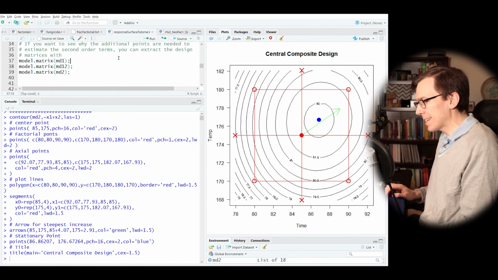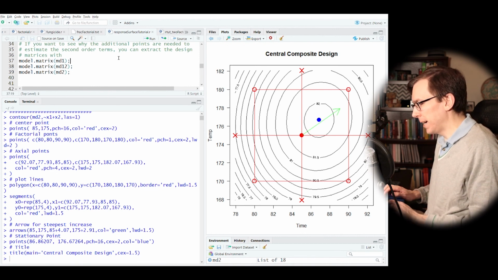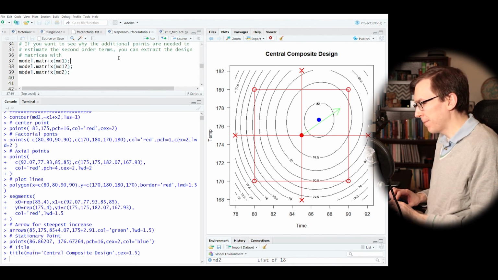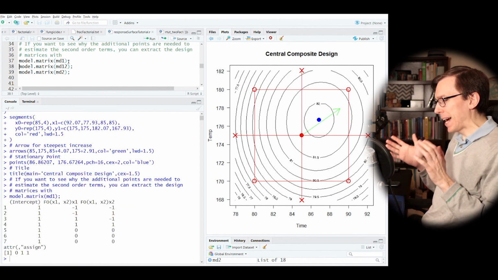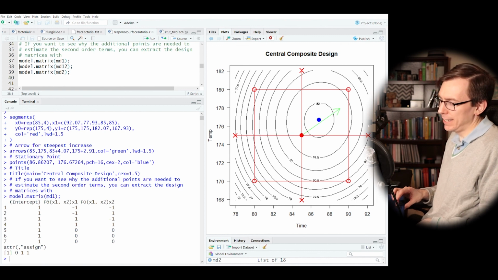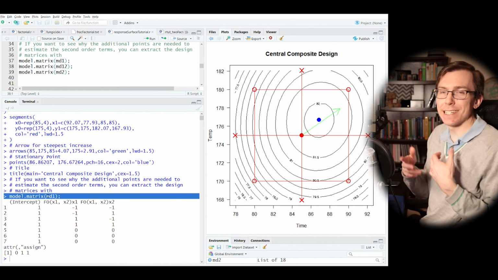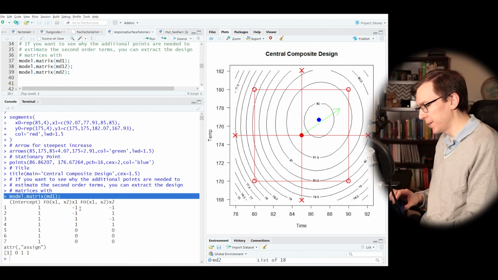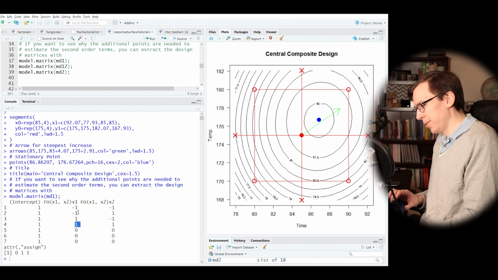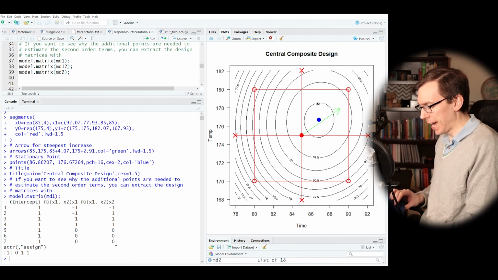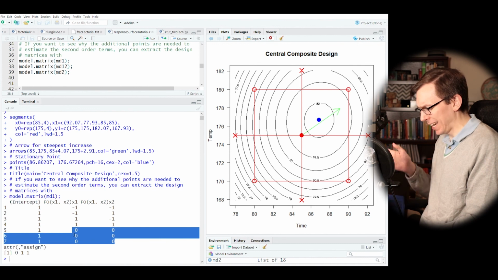Lastly, I thought it's interesting to look at the model matrices. So as I say here, we can see why we need these extra terms. This gets back to what I did in class. If we look at the design matrix for the first order model, we just have a standard intercept column, our -1s and +1s for the cube points, and then our center points down here replicated 3 times.